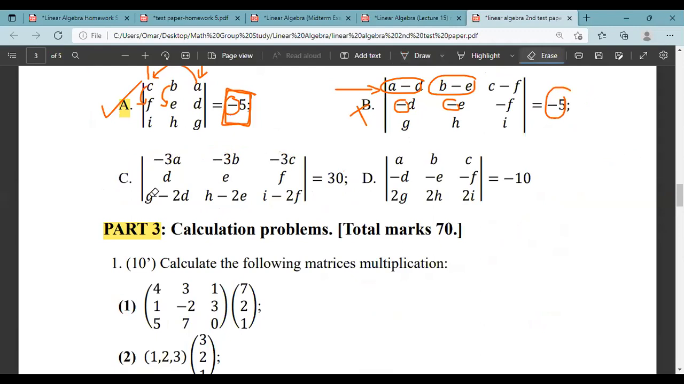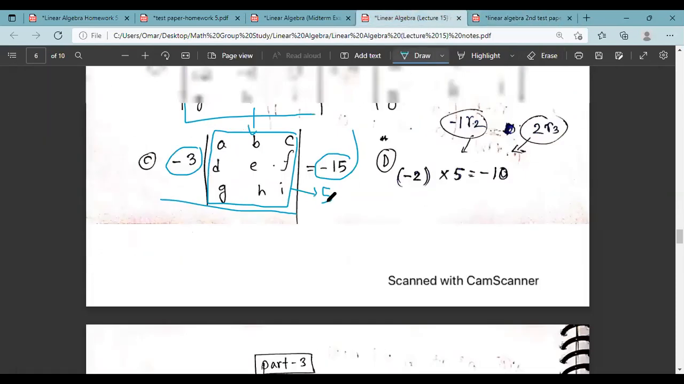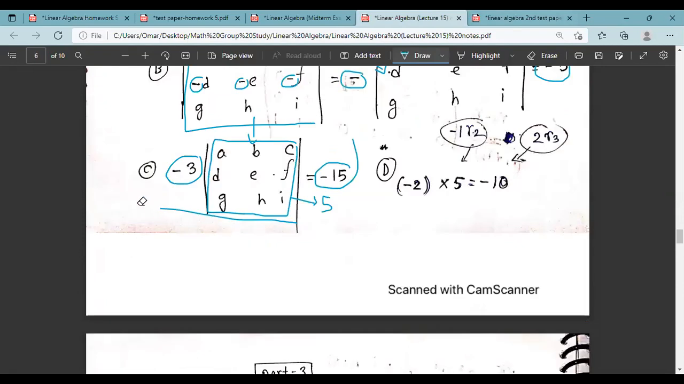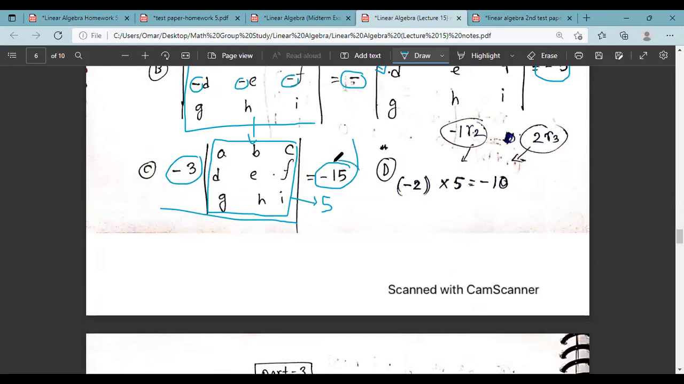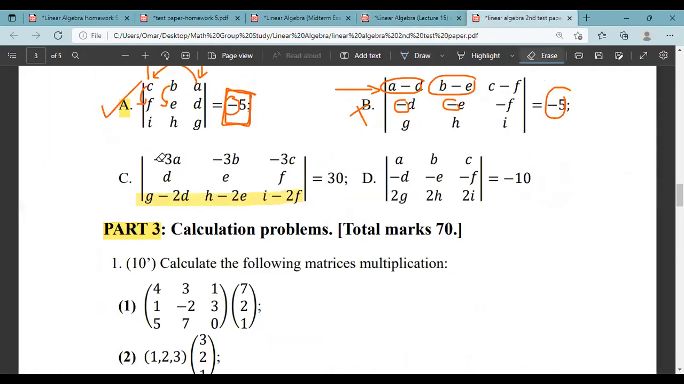But I'm not sure about the third row, because they have also changed this row: g minus 2d. So if I multiply 2 here, that will be... okay. As Laoshi didn't give any explanation, I'm not sure about the third row. But we can just get that it was minus 15, so this part is not true.